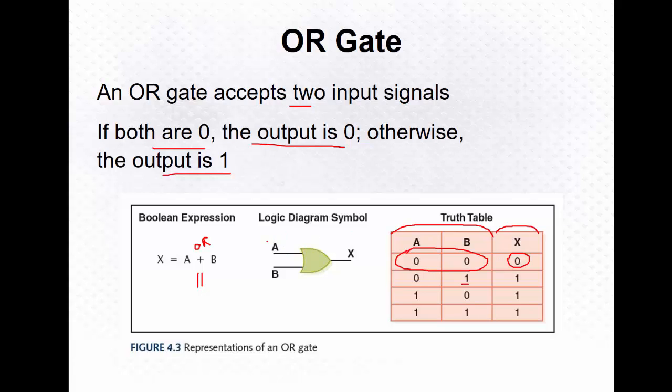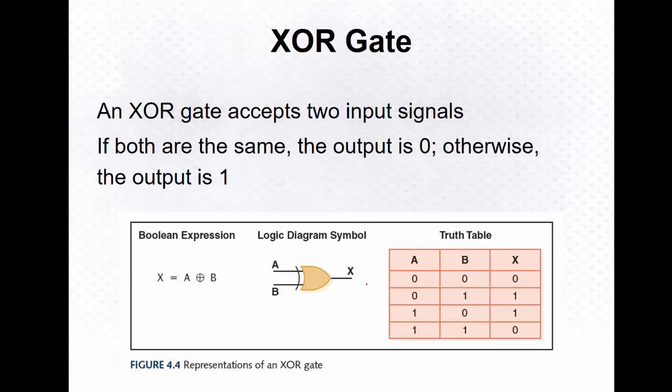So let's just transpose this. Suppose A is 0, B is 1. These are our inputs. What's the output for X going to be? Well, 0 or 1 is 1. Those first 3 gates are the most common gates that are used in programming.